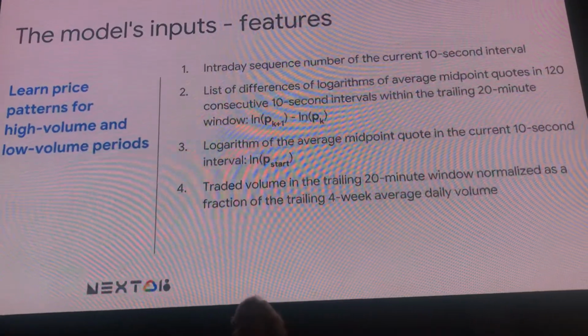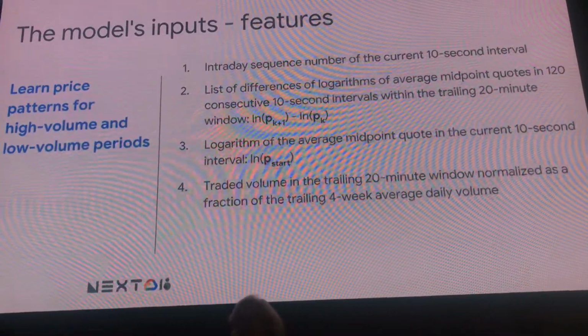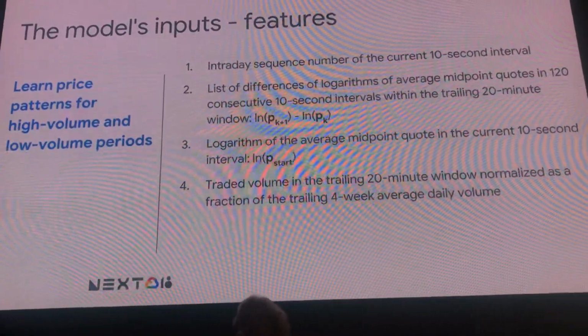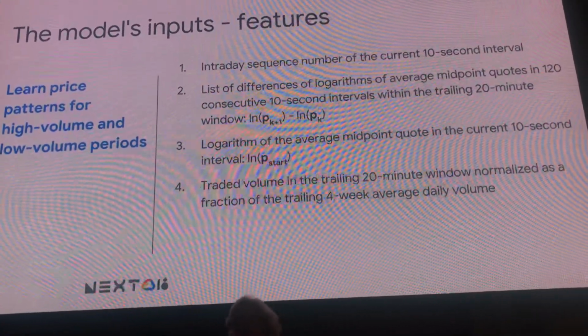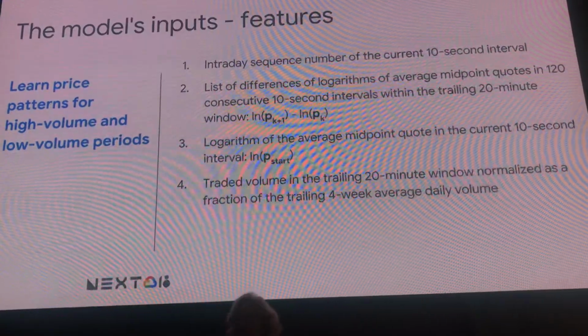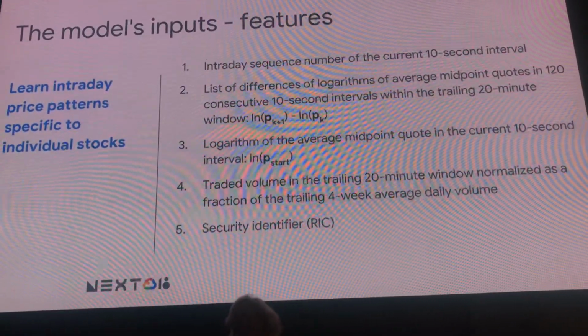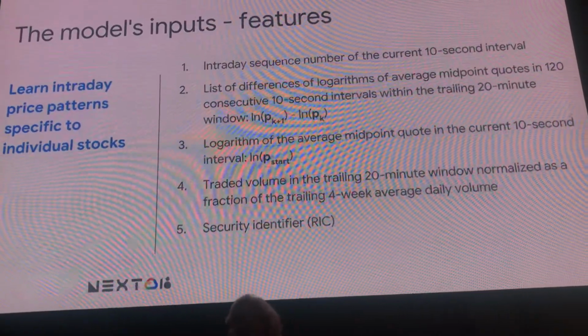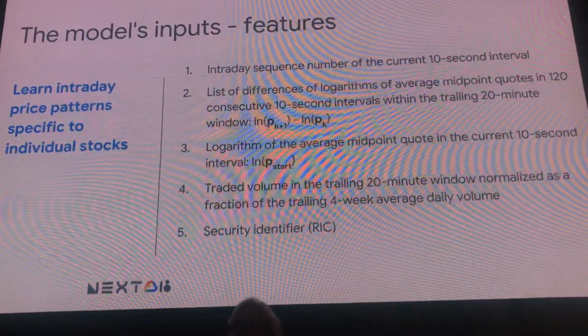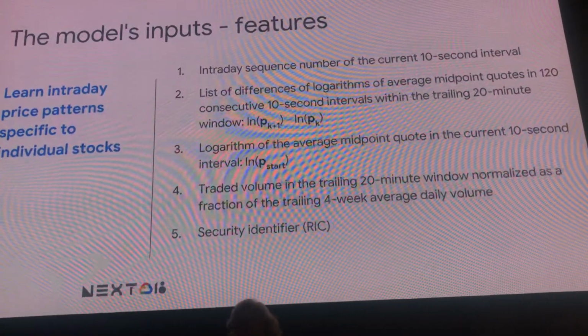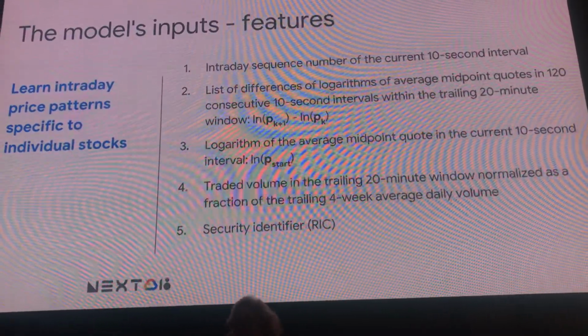So we take trade volume for the stock in the last 20 minutes, and we divide it by this stock's average daily volume over the past 4 weeks. Okay, and finally we're going to be using an input feature based on the stock's security identifier, RIC, because different stocks may have their unique, distinct intraday price patterns. And I will show you how to plug in a RIC or string in general into the model.